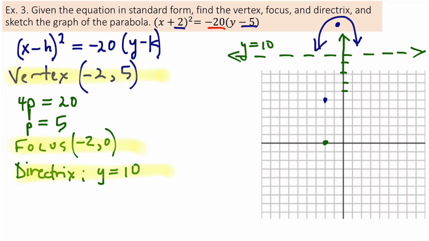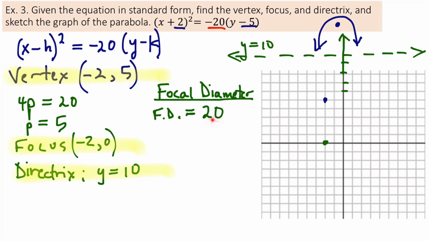The next thing we need is 2 more dots so that we can draw this thing in. So here's where the focal diameter comes in. From my given equation, this focal diameter length is 20. If I divide that in half, 1/2 of 20 is 10. So I'm going to go 10 to the left of my focus, parallel to my directrix. So let's get those 2 dots: 10 to the left and 10 to the right. Then I should be able to draw in an accurate graph.